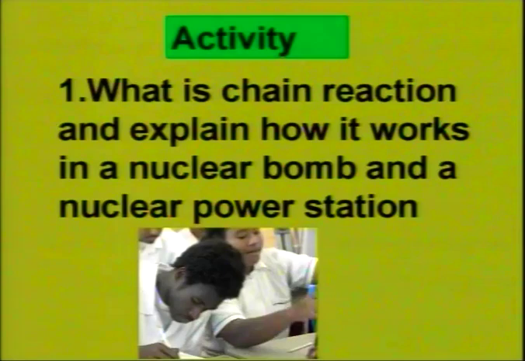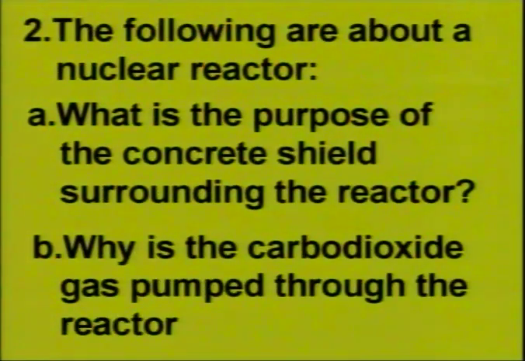Okay, moving on to question 2. Just write the answers down. What is the purpose of the concrete shield surrounding the nuclear reactor? And question 2B will be, why is the carbon dioxide gas pumped into the reactor?